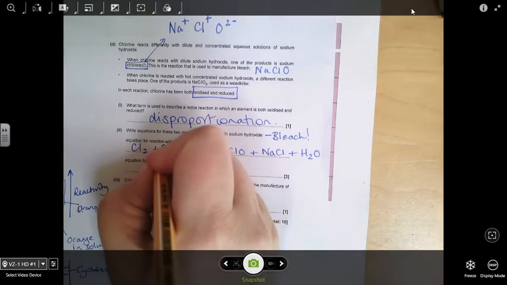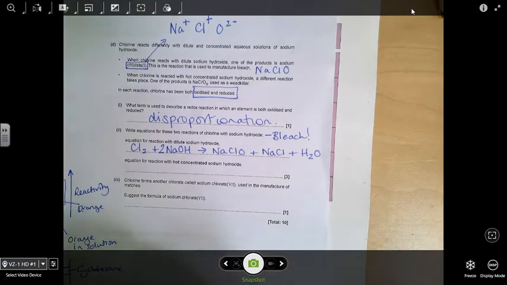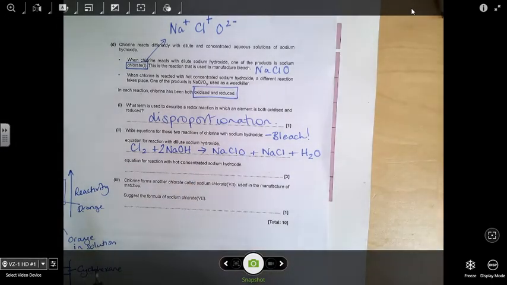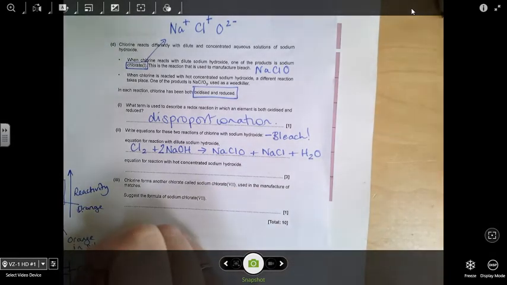So to balance this is pretty straightforward. We need to put a 2 in front of this, and what else do we need to do? Put a 2 in front of that, gives us 2. I think that's it. Hopefully I haven't missed anything on that.